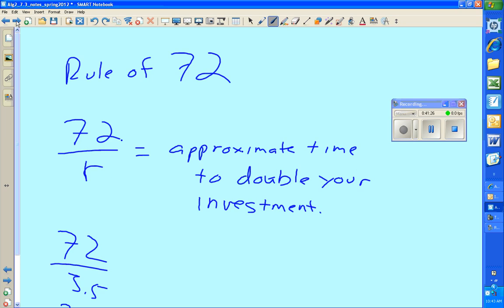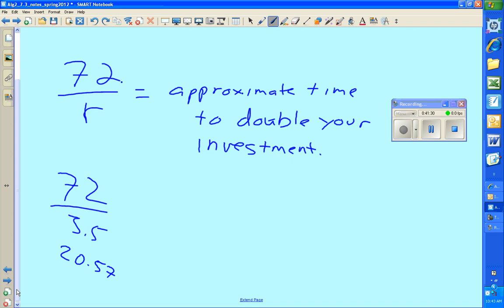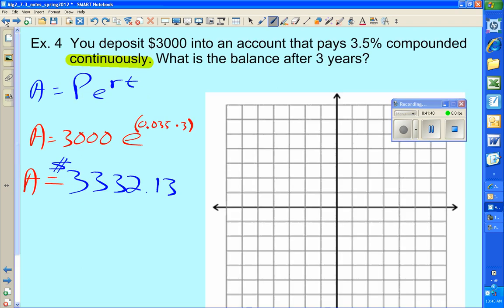If you had 3.5% interest, like the problem we're working on, 72 divided by 3.5 is 20.57. That means over 20 years to double your money. If you have an answer of more than $6,000, which is double the $3,000 original, in 3 years' time, something is wrong. 3 out of the 20 years, you shouldn't have anywhere near double $3,000, and we don't. Does that make sense to everybody?